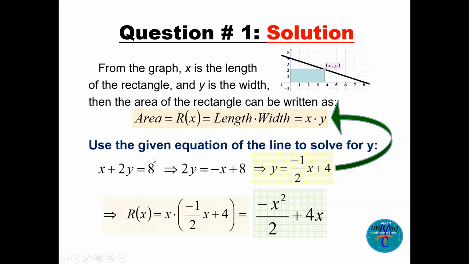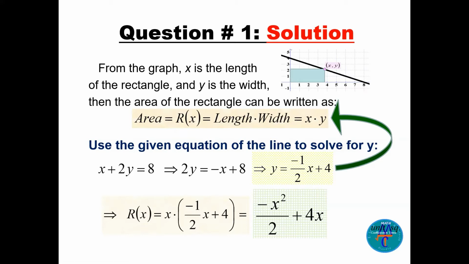So let's go to the given equation, x plus 2y is equal to 8. Solve for y: 2y equals minus x plus 8, divide by 2. So y will be minus half x plus 4. We take this y value and replace it in the area. Area, we call it r of x, so we multiply x times y, where y is minus half x plus 4. Multiplying that, it will be minus x squared over 2 plus 4x. This is r of x, the function of the area that we need to study.